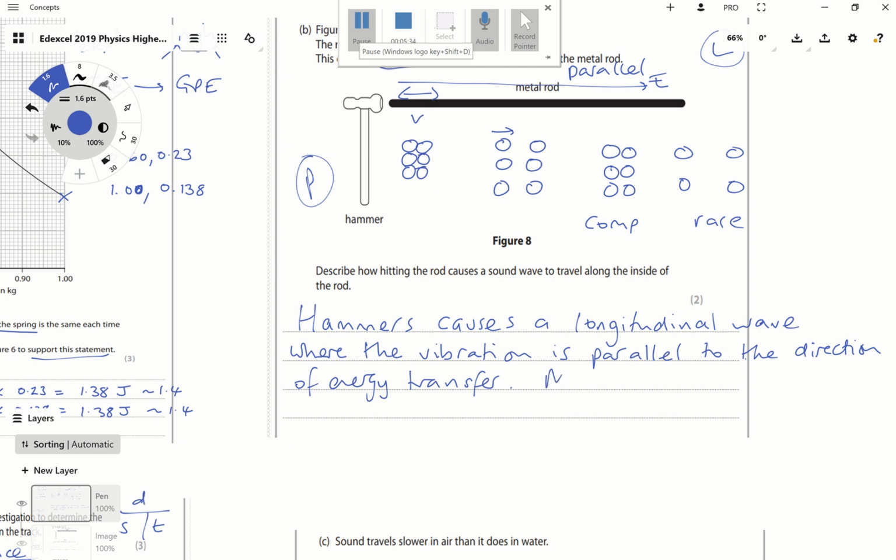Okay, so the metal, use capitals for this, particles, transfer the vibration to neighbouring particles.